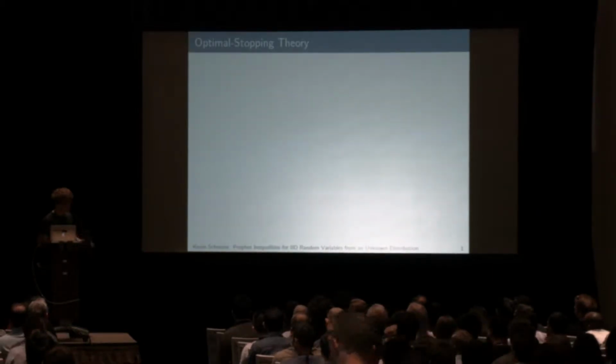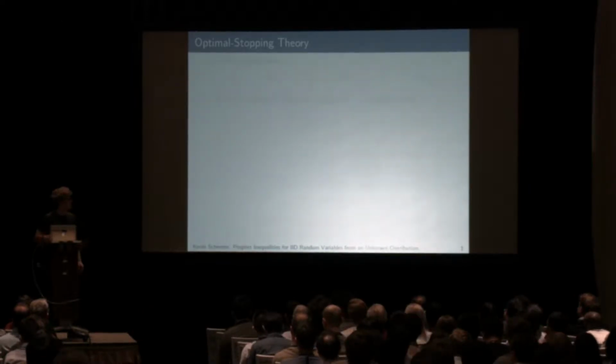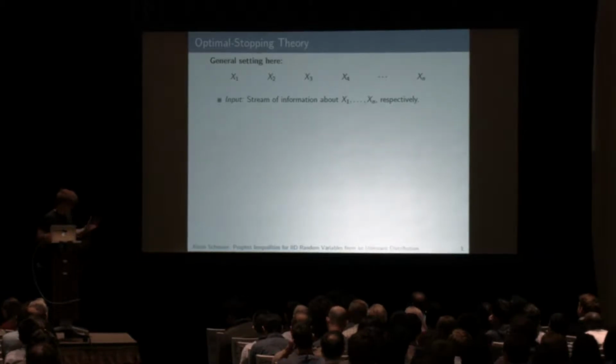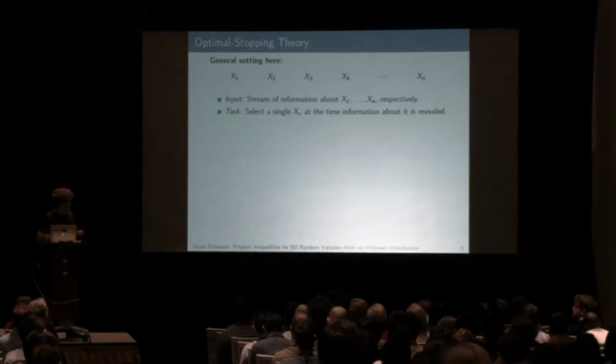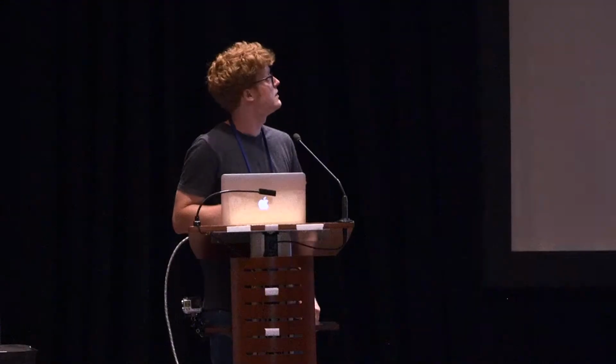So our work is set in the framework of optimal stopping theory. So let me introduce that first. The general setting here, I'm going to introduce it in an abstract way, and I will fill it with content in a second. There are n entities, and the input will be a stream of information about them. First we get some information about the first entity, then some information about the second entity, and so on.